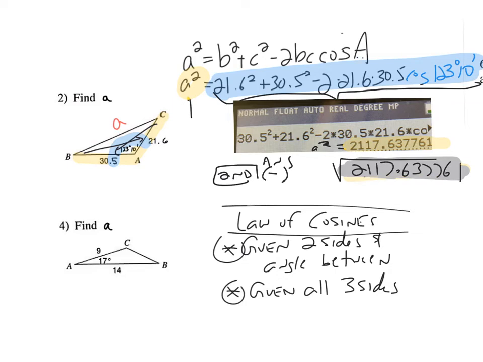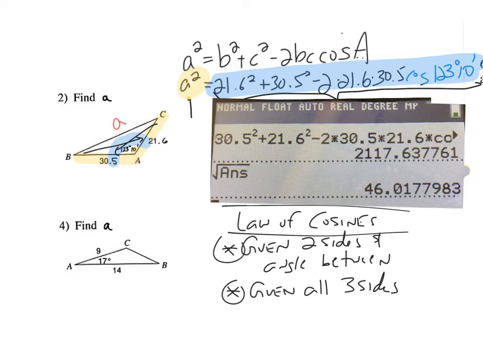So here when we take the square root, your answer to the nearest tenth is going to be 46.0. Make sure you're including these calculator pictures on your assignment. So your calculator picture should be these two steps right here.